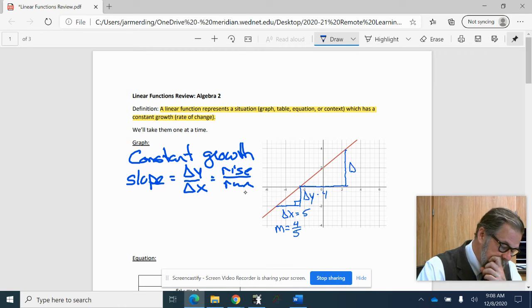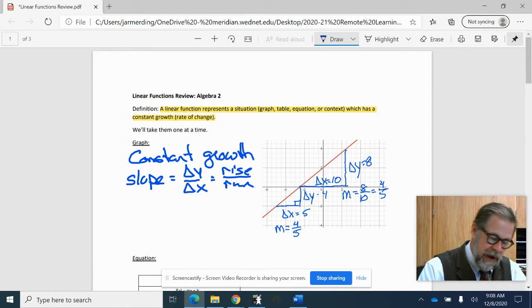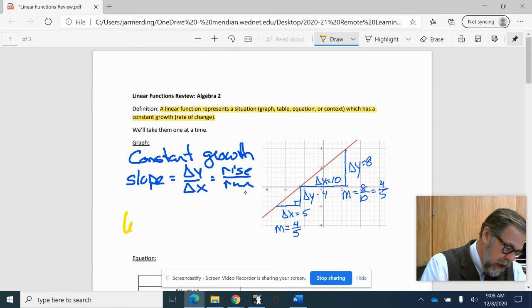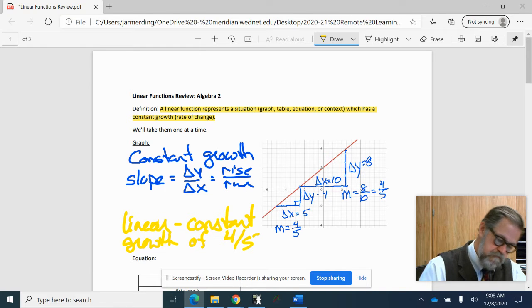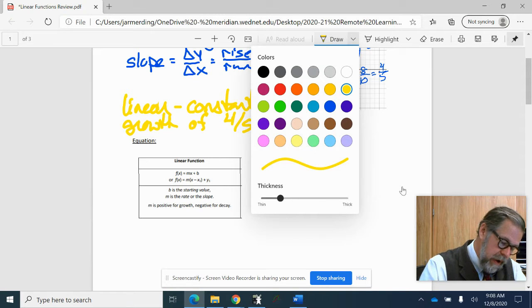And what I discover here is that I've got 8 and I've got 10. And so the slope here is 8 over 10. But of course, that reduces to 4 over 5. And what I notice now is that, in fact, this is linear, because it has a constant growth of 4 over 5.